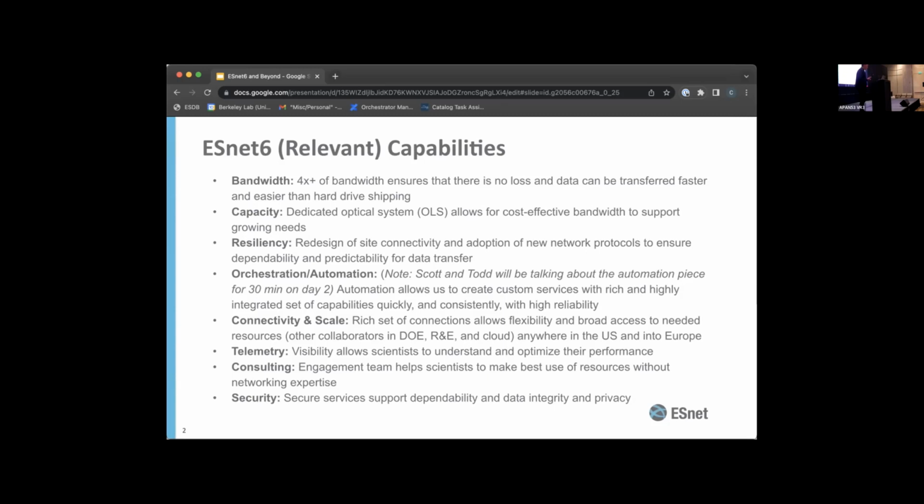But I think one of the areas that we're most proud of is the notion of consulting. And so we're not just a network that provides connectivity, but we do co-design with our end users to allow them to optimize the use of the network.